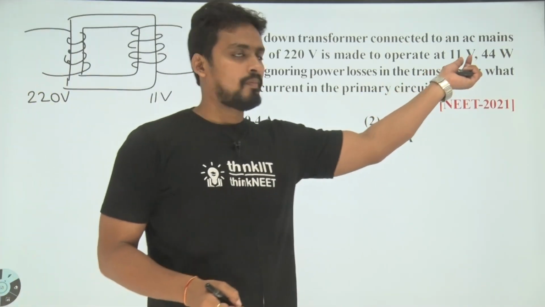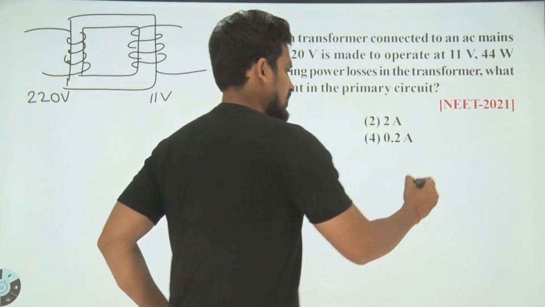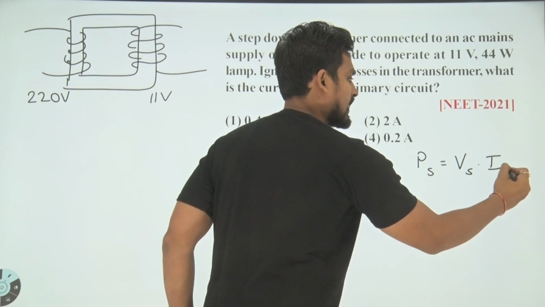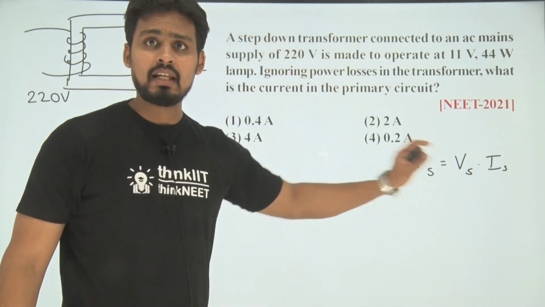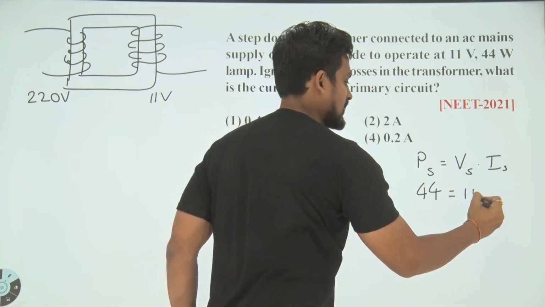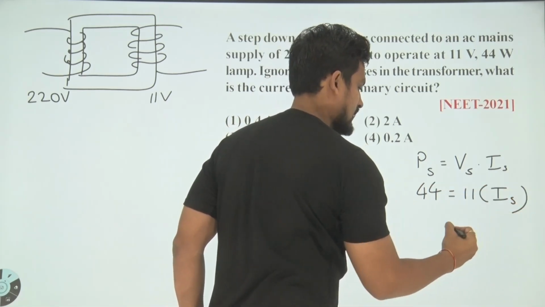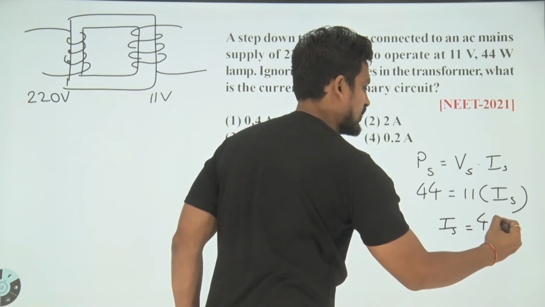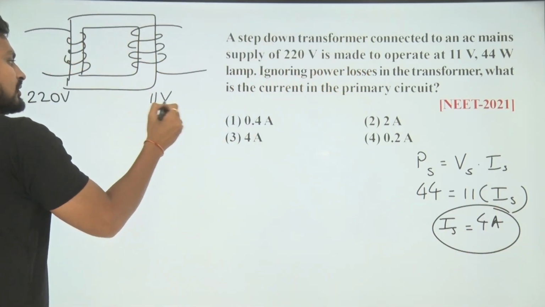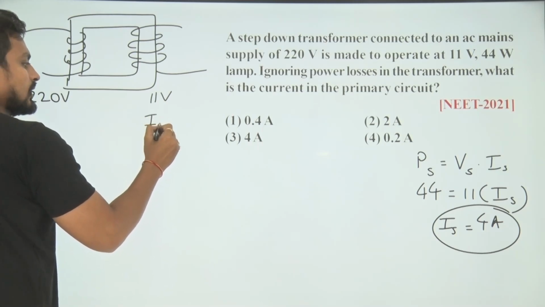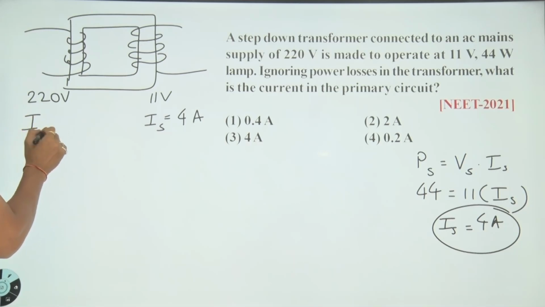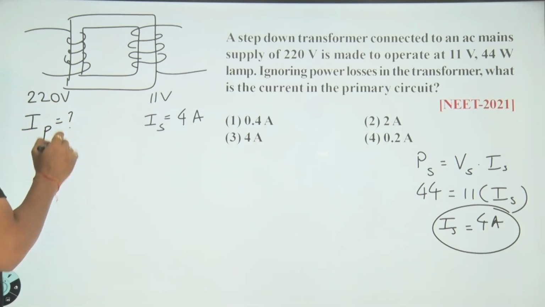Now, since I know power is equal to V into I, so power in secondary is equal to voltage in secondary into current in secondary. Current in secondary can be calculated from the data given to us, which is 44 is equal to 11 into I_S, where I_S is equal to what? 4 amperes. Yes or no? Now, once you have this value, you have also the current, which is I of secondary is equal to 4 ampere. Now, you are not knowing this value, which you need to find out.